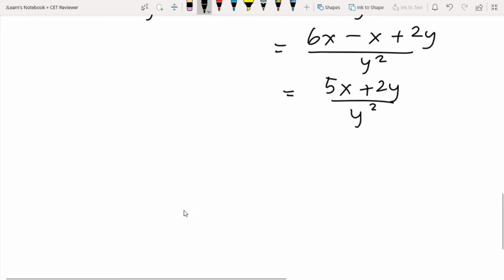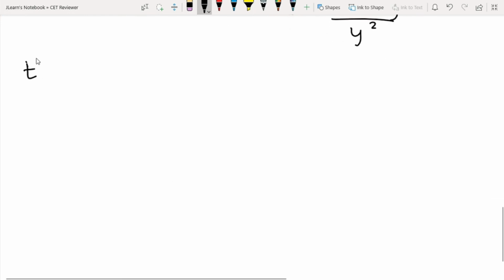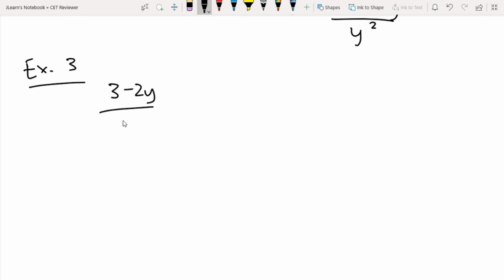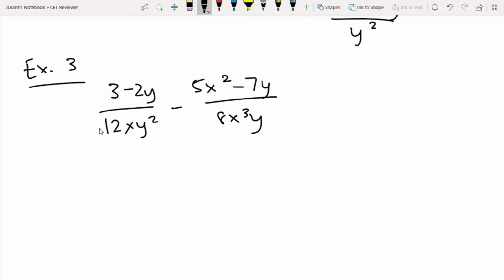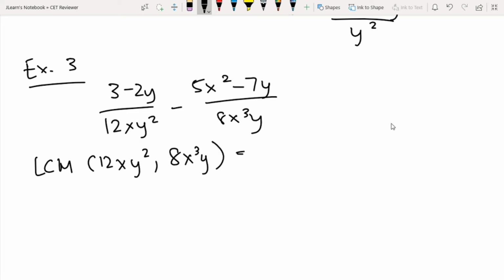Next example is, paano naman kung hindi the same yung denominators natin? So, let's say you have 3 minus 2y all over 12xy squared minus 5x squared minus 7y all over 8x cubed y. Okay? So, the first thing that we need to do is look for the LCM of 12xy squared and 8x cubed y. Okay? So, I hope by now you know how to get the LCM.